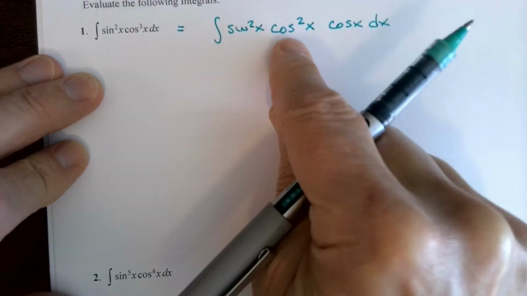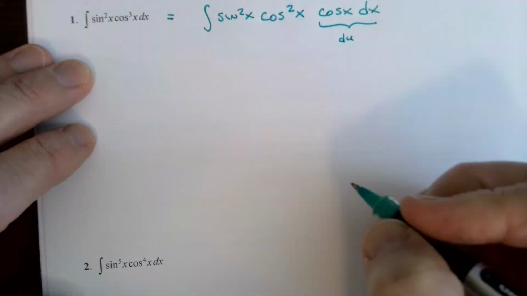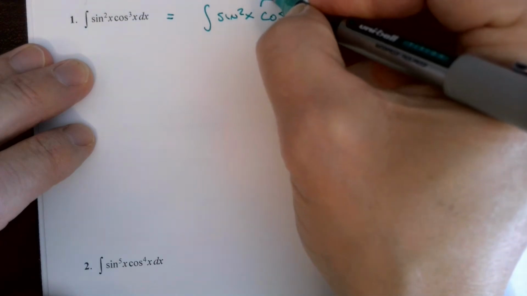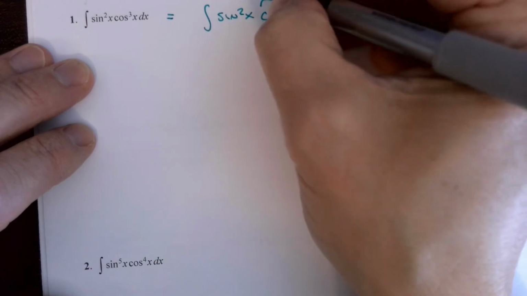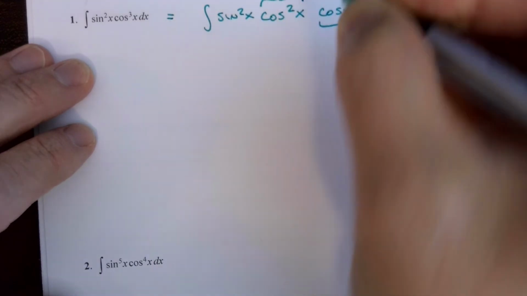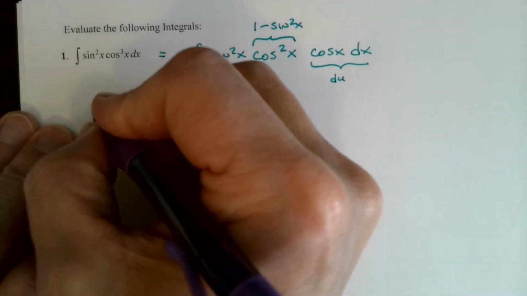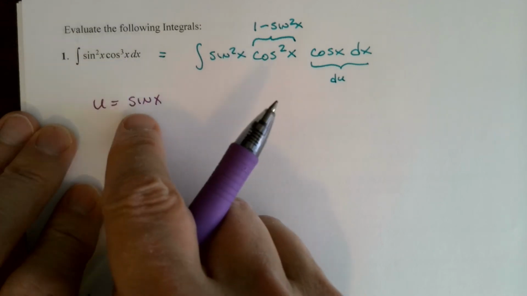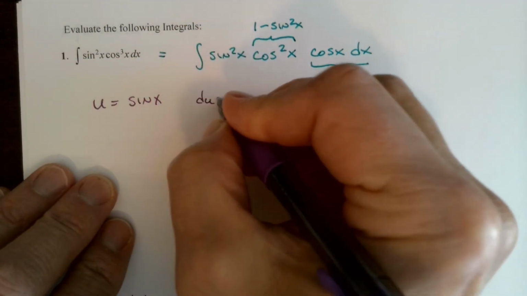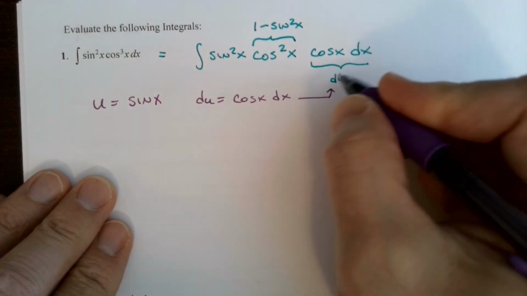So this becomes cosine squared times cosine x. This I'm going to save for the du. This I'm going to convert to sines by the Pythagorean identity: cosine squared x plus sine squared x is 1, and so cosine squared x is 1 minus sine squared x. So I'm going to let u be sine of x in this case. If I have an odd number of cosines, I'm going to let u be sine of x. So my du, what's the derivative of sine of x? Cosine of x. And so there exactly is my du.